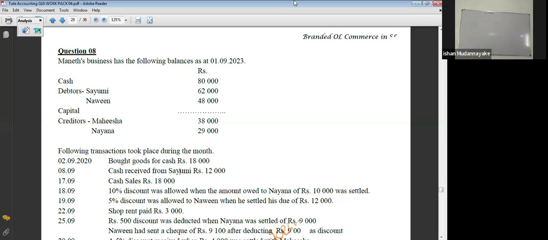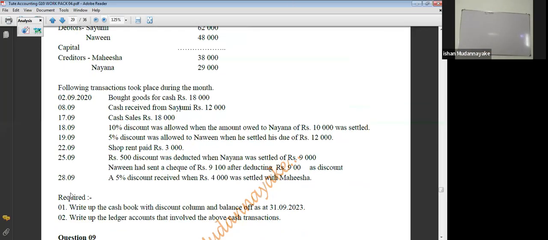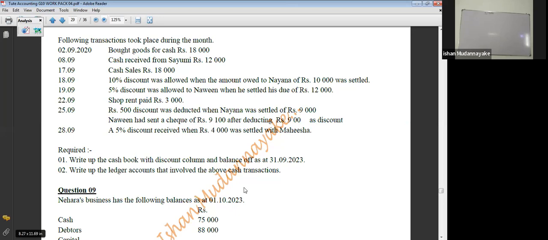For question number 8, write down here, students. First one, write up the cash book. Second one, write up the ledger accounts. Third one, prepare the trial balance. Here, third one, write down, prepare the trial balance for question number 8.